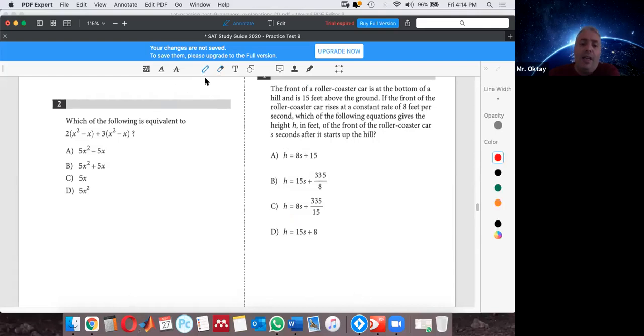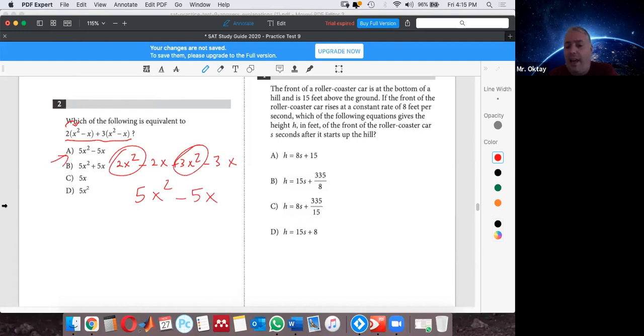Now, how can we solve question number 2? Which of the following is equivalent to this? Just simply open it and see which one. So 2 times x squared, 2x squared. 2 times negative x, negative 2x. 3 times x squared, 3x squared. 3 times negative x, negative 3x. So 2x squared plus 3x squared, 5x squared, minus 2x minus 3x, minus 5x. So the answer is part A.